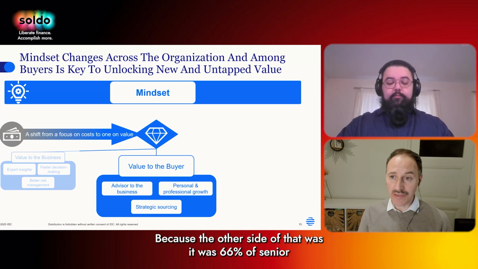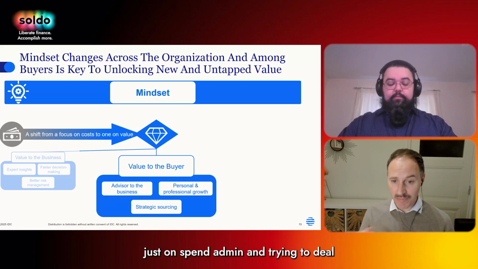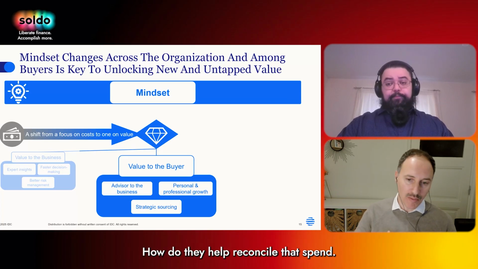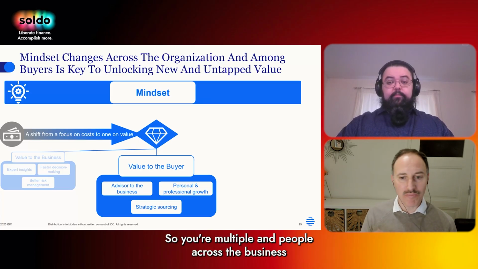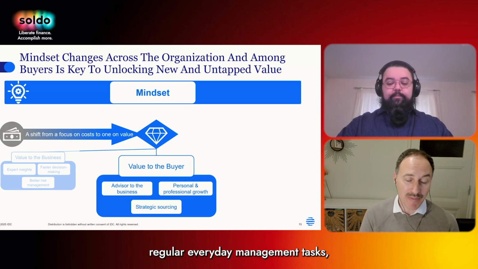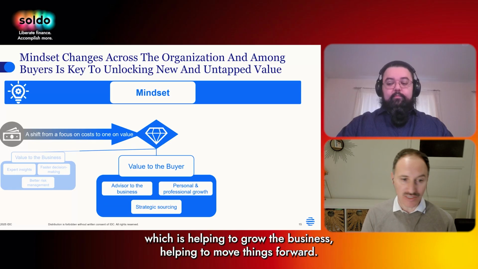Because the other side of that was 66% of senior leaders were spending more than 6 hours a week just on spend admin and dealing largely with that tail spend or everyday spend or within T&E or these other areas. How do they help reconcile that spend? So you have multiple people across the business, heads in spreadsheets, doing this stuff, regular everyday management tasks, and you're not doing your other job, which is helping to grow the business, helping to move things forward.